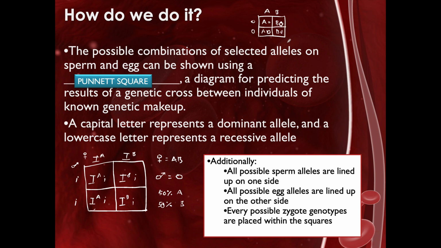Let's look at another few examples. For our next example, I want to cross two parents. One who is A blood, and we know that parent is heterozygous.